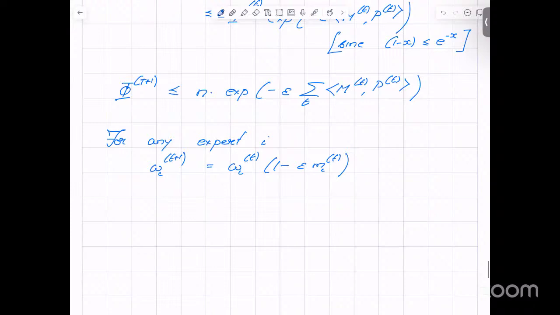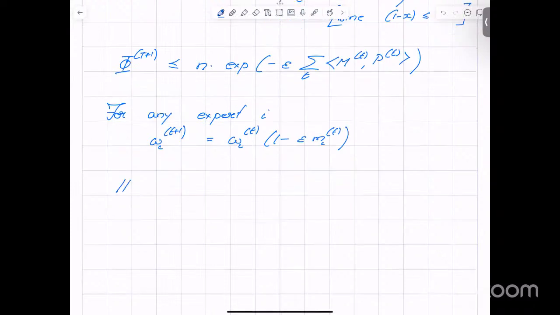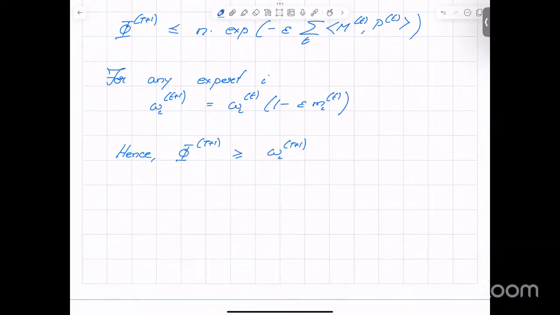Therefore, hence P of t plus 1 is greater than or equal to Wi of t plus 1, which is exactly equal to Wi1 into the product of 1 minus epsilon MIT. This product is going over the t's.